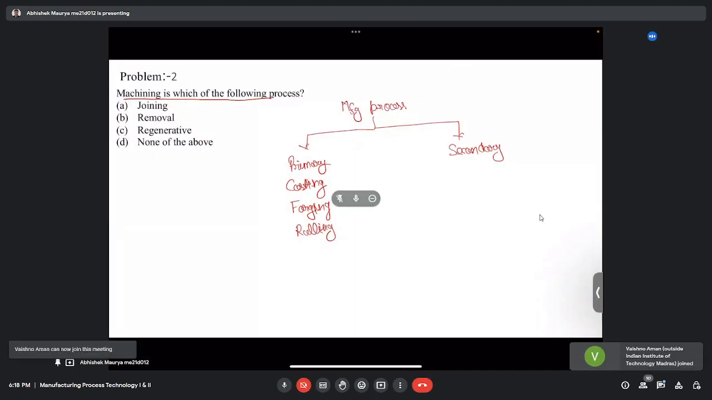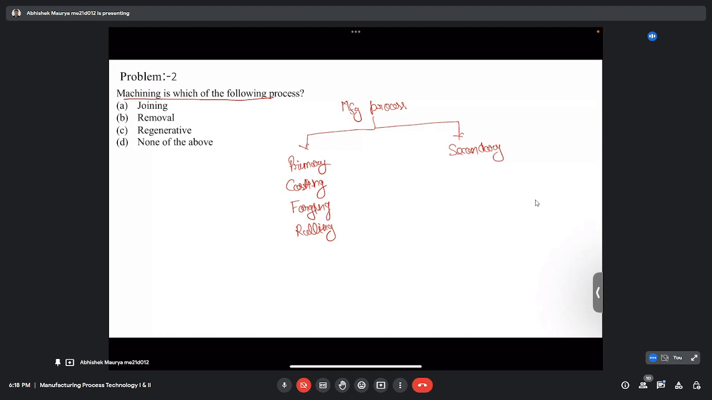Someone was saying something. Okay, drilling. No, drilling is not a primary process. It is a part of machining, so it will come under the secondary process.